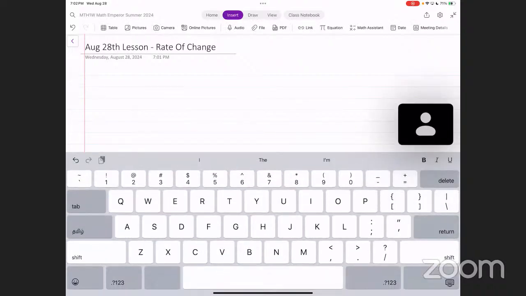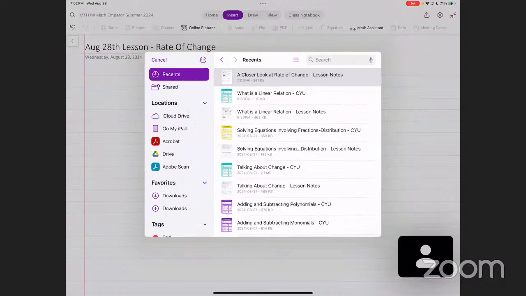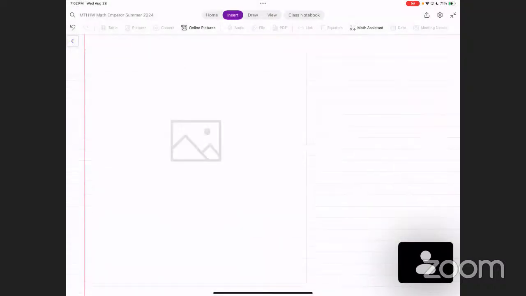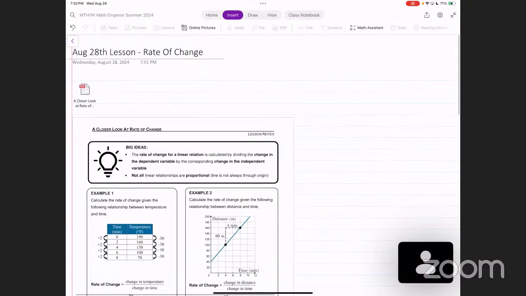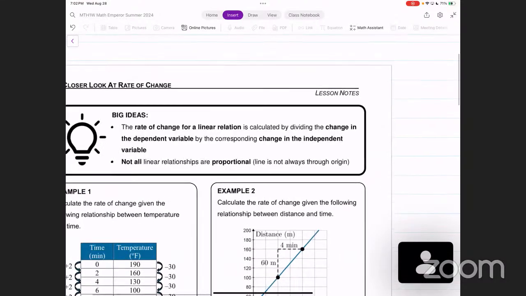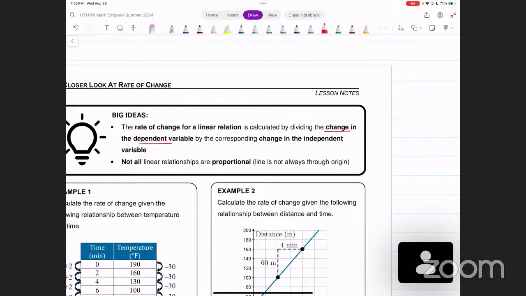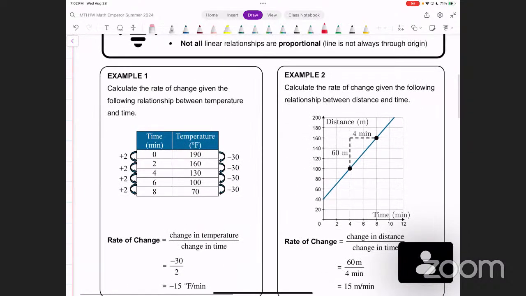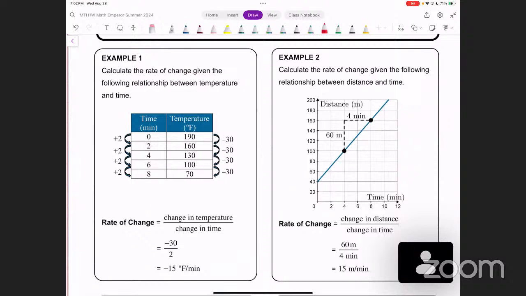All right, the next topic is how we can calculate the growth. The rate of change of a linear relation is calculated by dividing the change in the dependent variable, which is y, by the change in the independent variable x. So let's go back to a simple example. Look at the temperature. The temperature is decreasing over time, and you can see time is increasing by a fixed amount, 2 minutes.